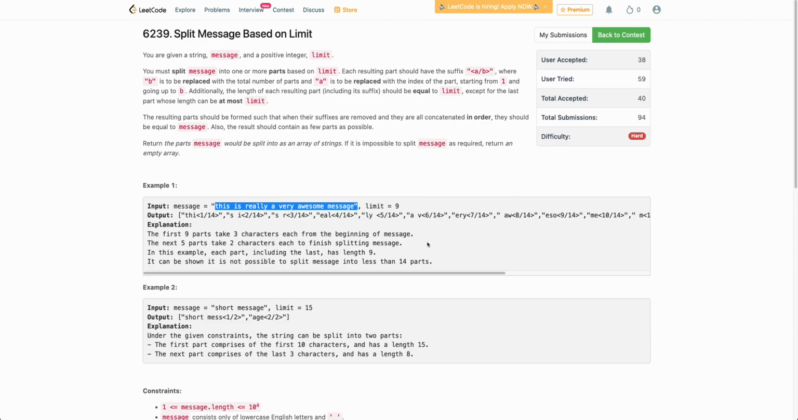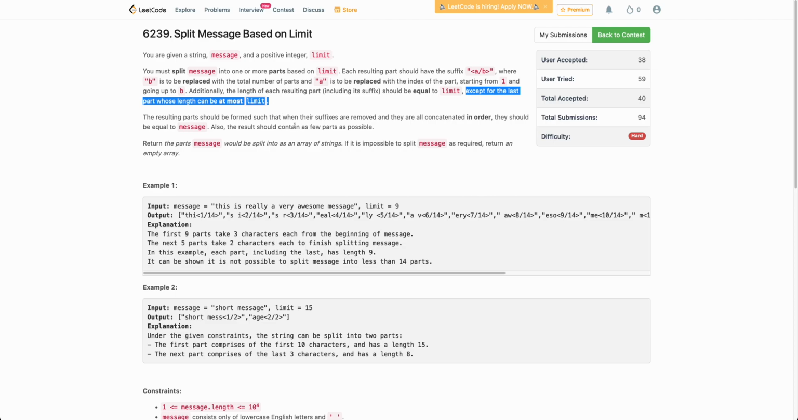Moving on to this problem, the problem states that you are given a string message and a positive integer limit. You have to split the message into one or more parts based on the limit. Each part would contain a suffix a by b, where a is the part number and b is the total number of parts that you have split your message into. And the length of each part should be equal to limit, except the last one, which can be less than or equal to limit.